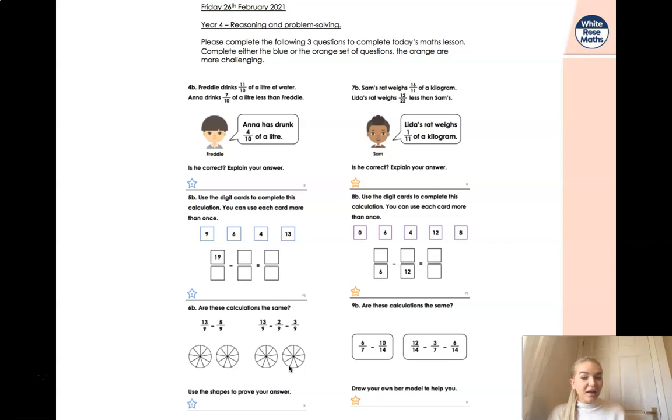Same as yesterday, you are either completing the 3 blue questions or the 3 orange questions. The orange ones, as always, are slightly trickier, so if you feel confident, do those ones. If you don't, do the blue ones. Make sure, as always, that you leave enough room to explain your answer or go on to another page.